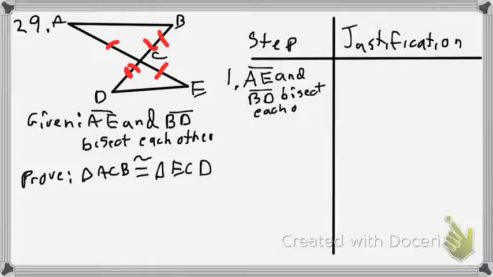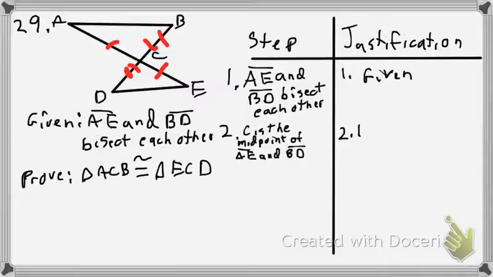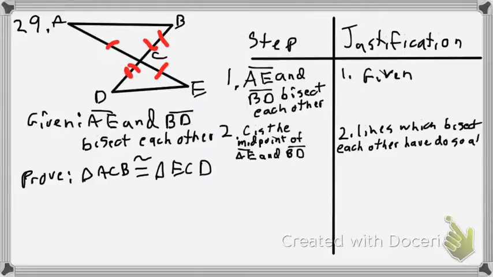And then move forward. So we go, AE and BD bisect each other. That's the only information we're given. So, okay, C is the midpoint of AE and BD. How do we know that? Because that's what bisecting means. Lines which bisect each other have the same midpoint. Do so at the midpoint.